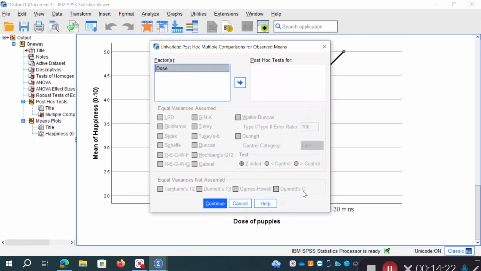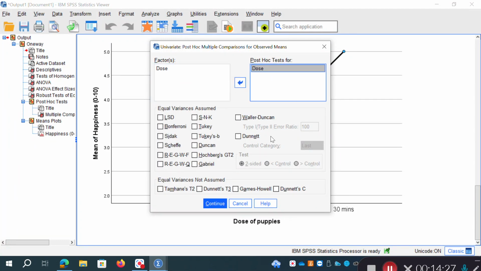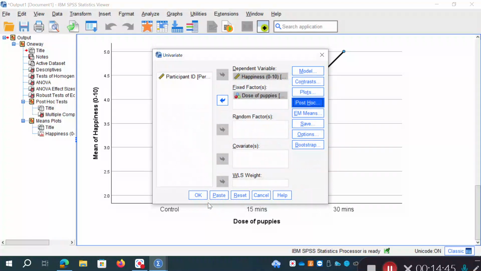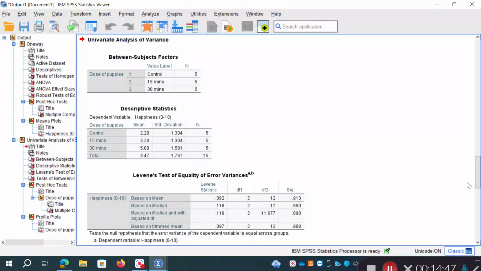If I click on post-hoc tests, we're going to select dose and move that over, and select post-hoc test for dose. I'm just going to select Bonferroni. Because we've just run this analysis using a different method, we know that the Levene's test is not going to be significant, so we're not going to need Games-Howell. If I click continue, click OK, that's going to run that analysis for us.